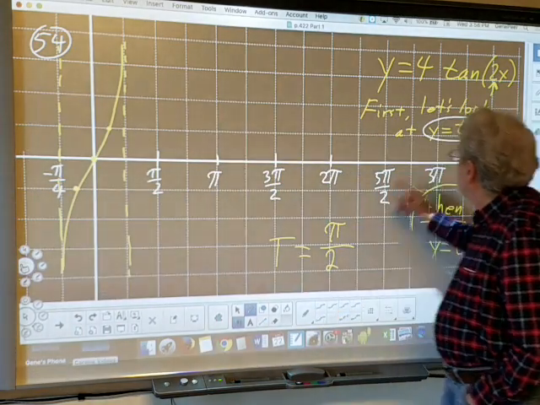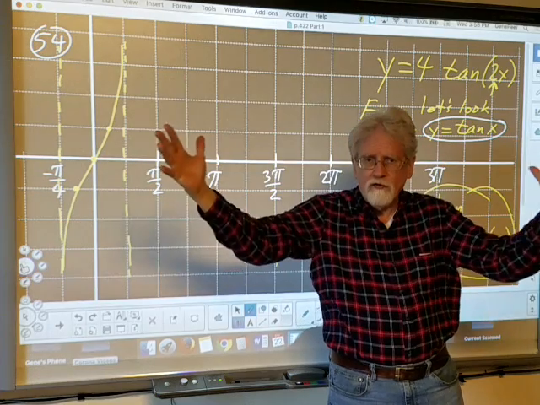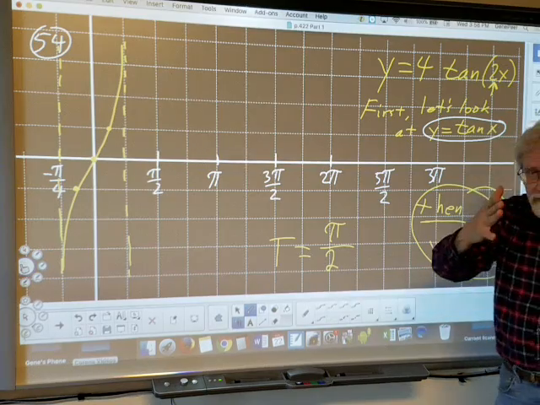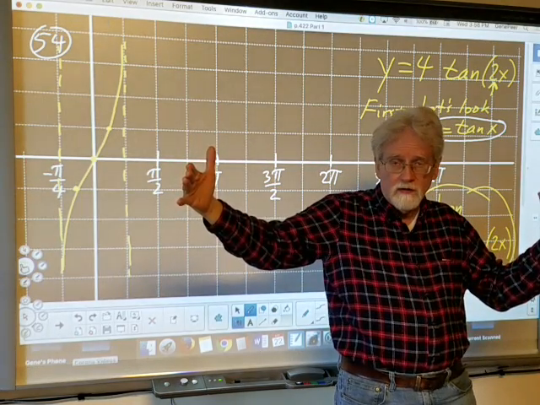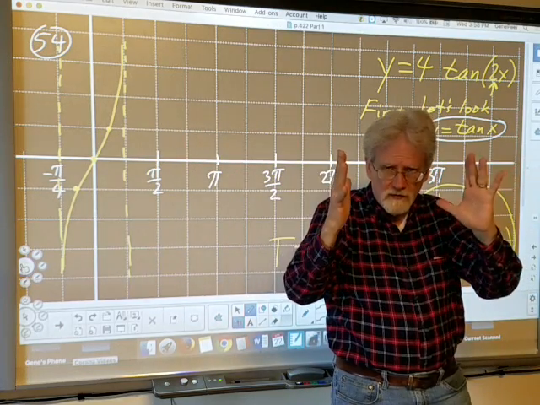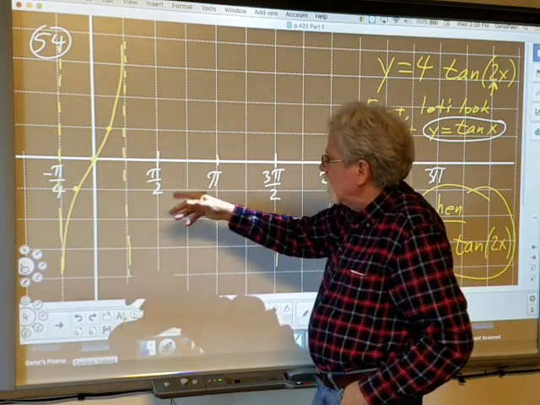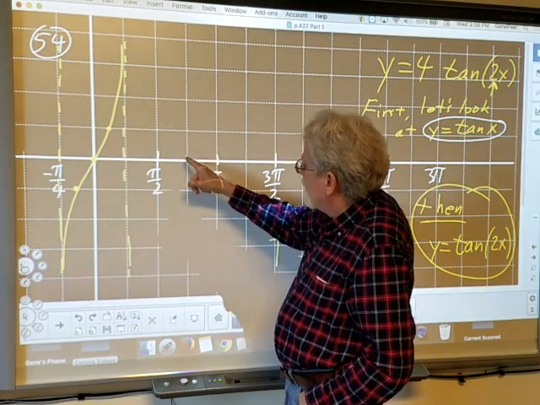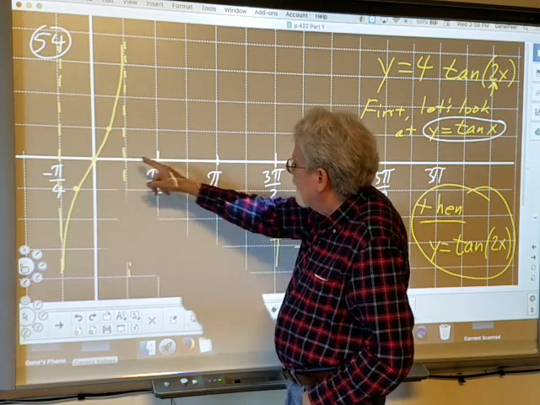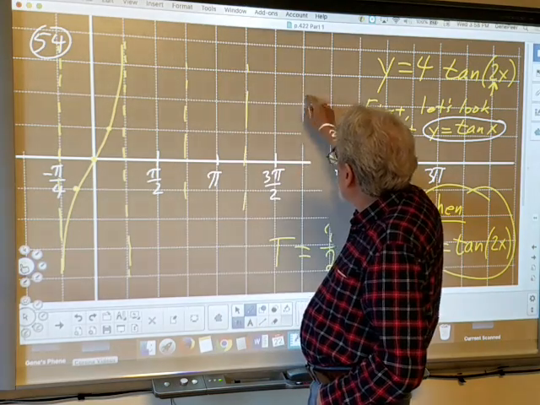What does that 2 then do? That 2 squishes the whole thing. It compresses it horizontally. By the way, a fraction here will stretch it horizontally, but a whole number, a number larger than 1, will squish it, compress it horizontally. So we now have a compressed graph, which obviously repeats every 1 pi. I'm sorry, every half pi. So another half pi, a fourth here, a fourth there, another asymptote, another asymptote, another asymptote. Okay.